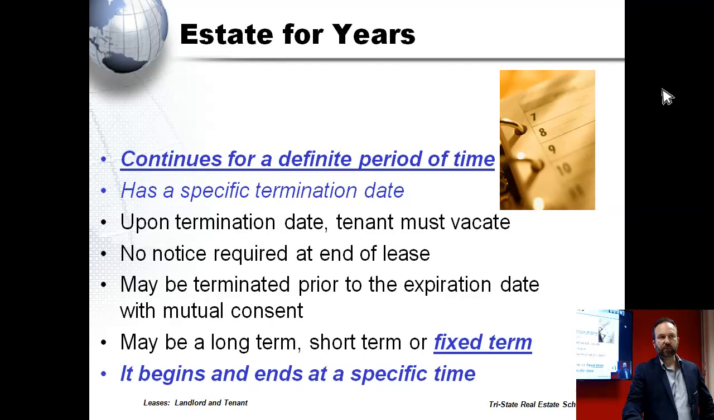So the estate for years means that it continues for a definite period of time. And you want to highlight this. Estate for years continues for a definite period of time. It has a specific termination date. Upon termination, the tenant must vacate the property. There's no notice that's required at the end of the lease. So if you have a 12-month lease, you start January 1st, it ends December 31st, you're expected on December 31st to vacate the property and return the property in the condition that you found it.